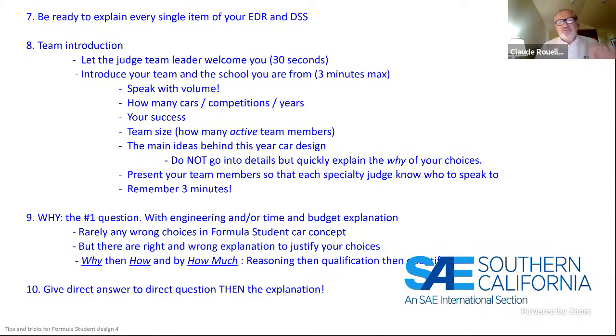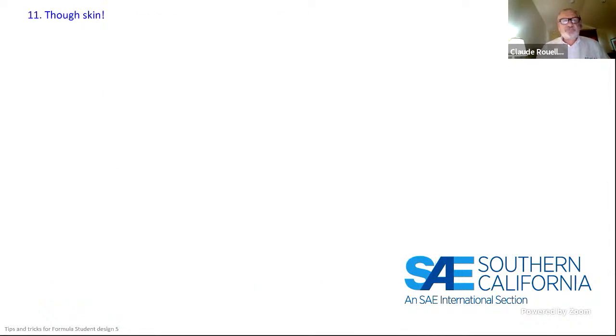How much is your weight distribution? 48% on the front. Why? The weight distribution is an influence on your. No. I want a very clear, direct answer. You need to have a tough skin. It's going to be like an interview for a job.